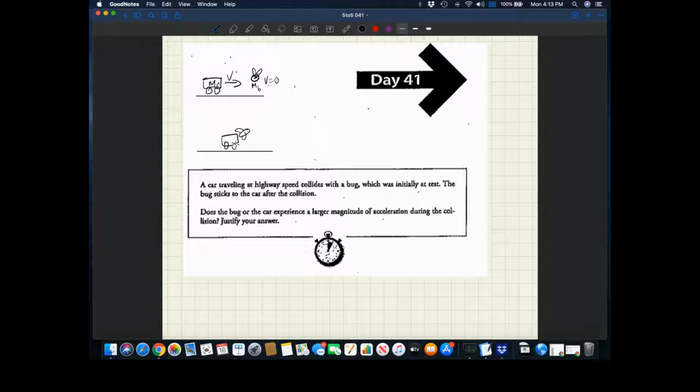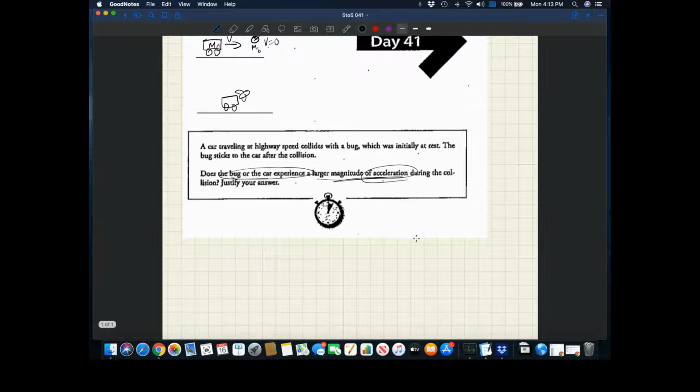Like this. And so we're asked to determine, does the bug or the car experience a larger magnitude of acceleration? So which one experiences a bigger acceleration during the collision? All right, so acceleration, we'll go right to the definition. Acceleration is change in velocity over change in time. So we've got the acceleration of the car and the acceleration of the bug.